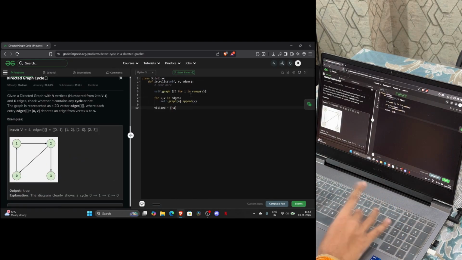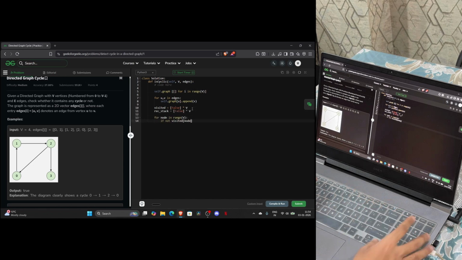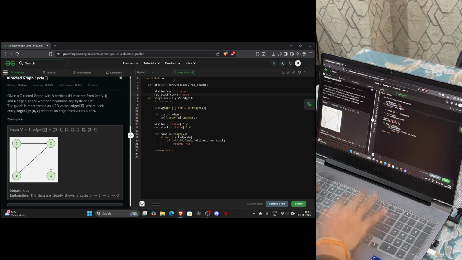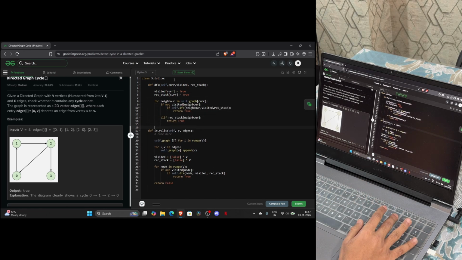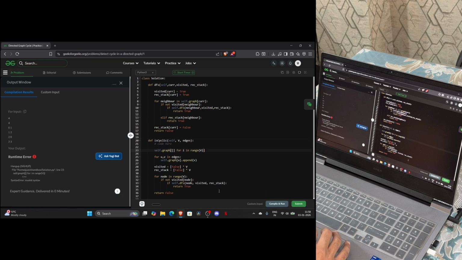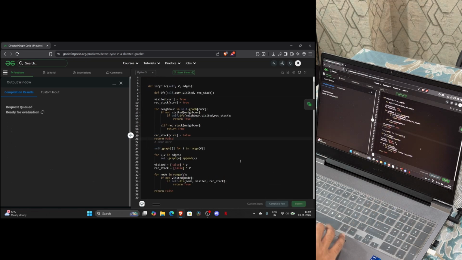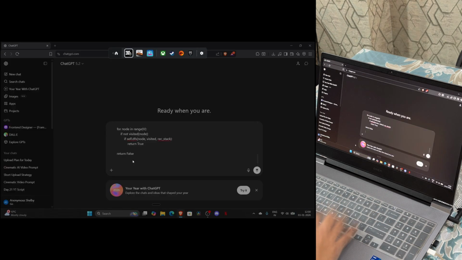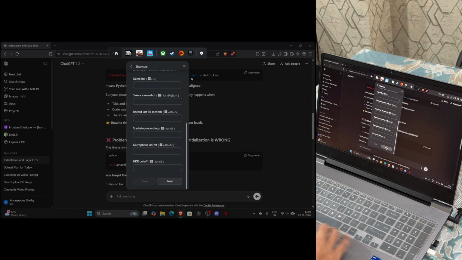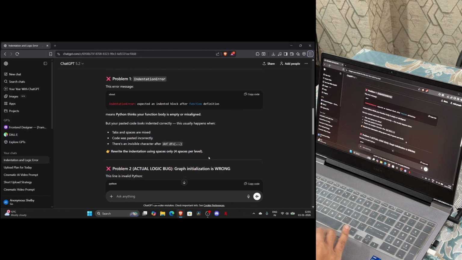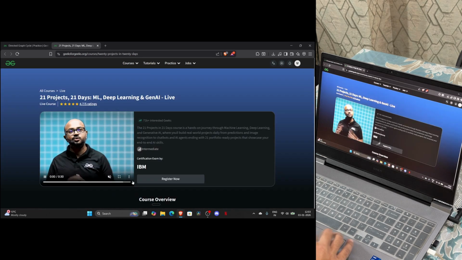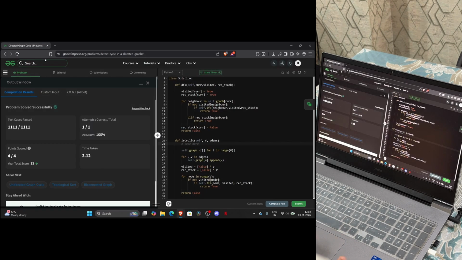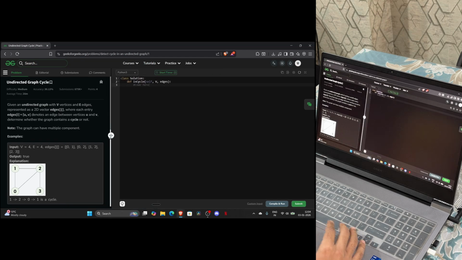The first problem I solved on GeeksforGeeks was cycle detection in an undirected graph. The task was simple. Given V vertices and E edges, determine whether a cycle exists. I built the adjacency list and a visited array. For each unvisited node, I ran DFS with the parent set to -1. During DFS, if I found an unvisited neighbor, I continued the traversal with the current node as the parent. If a neighbor was already visited and wasn't the parent, that immediately confirmed a cycle.